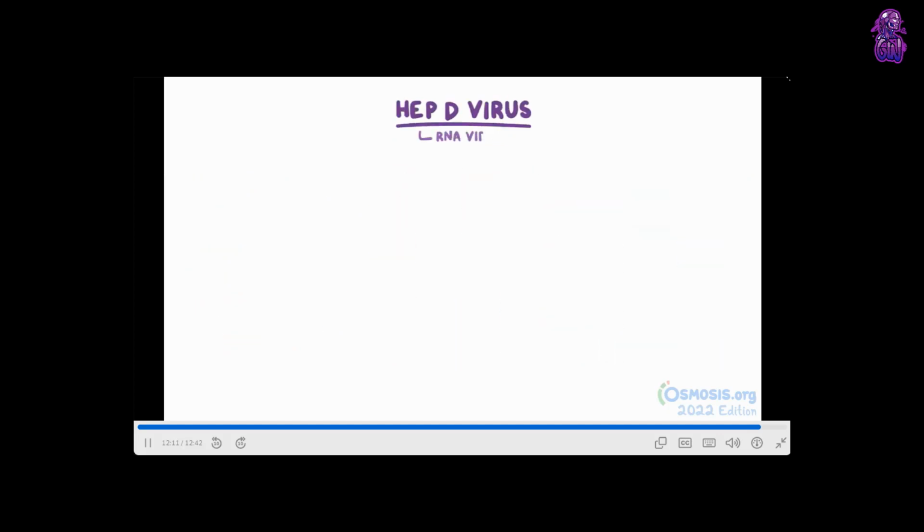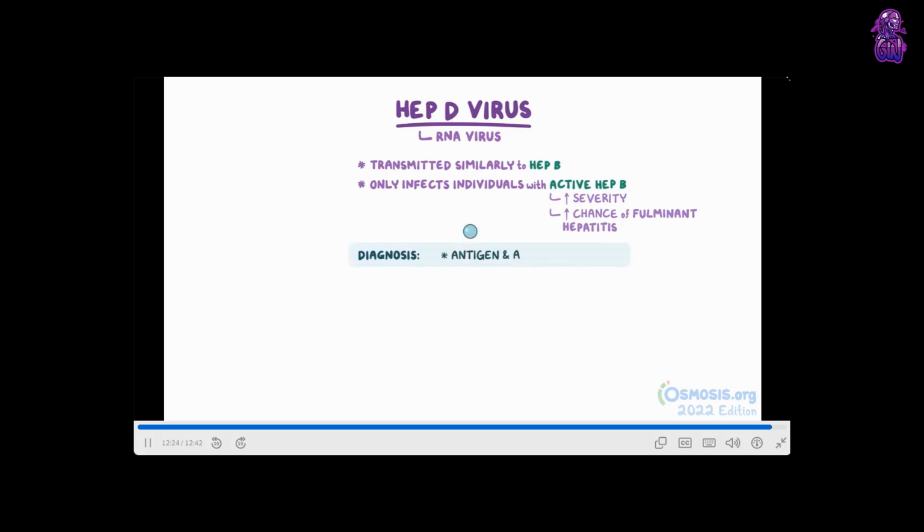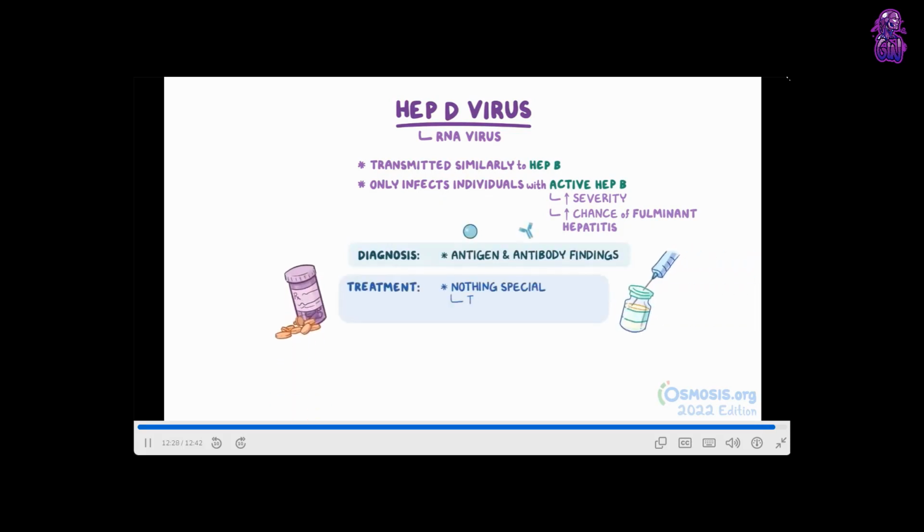Hepatitis D is an RNA virus transmitted similarly to hepatitis B virus. It can only infect individuals with active hepatitis B infection, and increases the severity and a chance of fulminant hepatitis. It's diagnosed by antigen and antibody findings. No special treatment is required as treating and preventing hepatitis B treats hepatitis D as well.